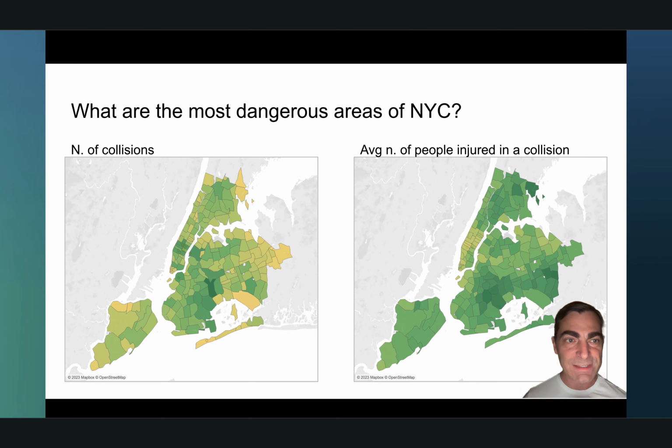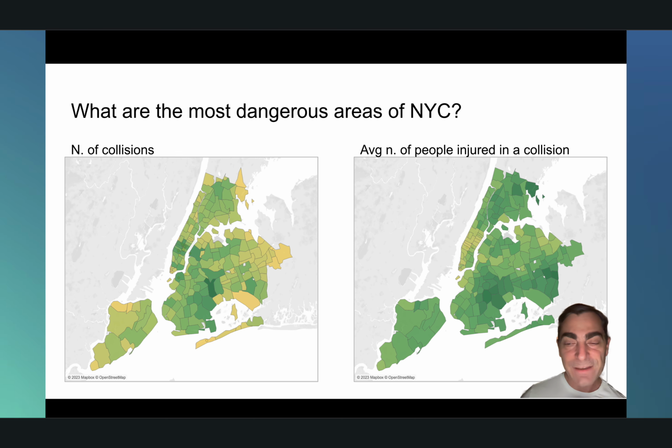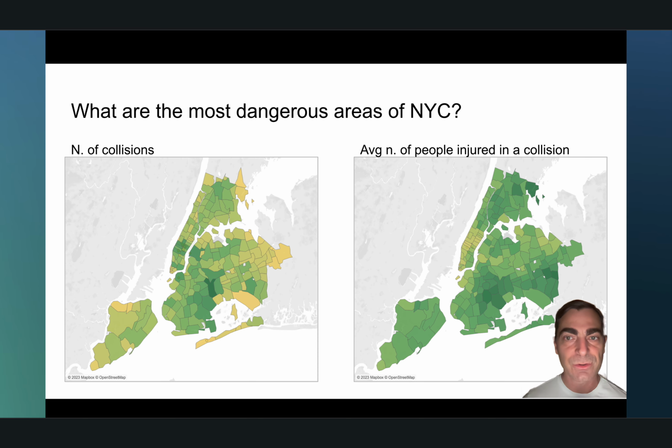So if I show you, instead of the number of collisions in the same type of map, the average number of people injured in a collision, you have a very different map, right? And you would point to other regions to say, these are the most dangerous areas of New York City. So this means, once again, that you always have to make choices, and different choices lead to different interpretations, which in turn means that the way a visualization is built can skew interpretations in one direction or another.